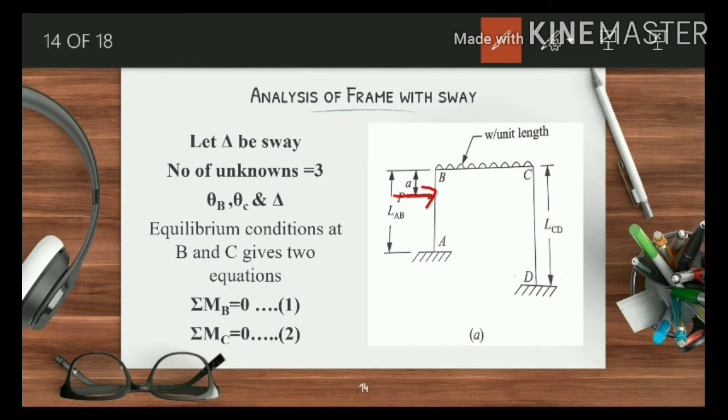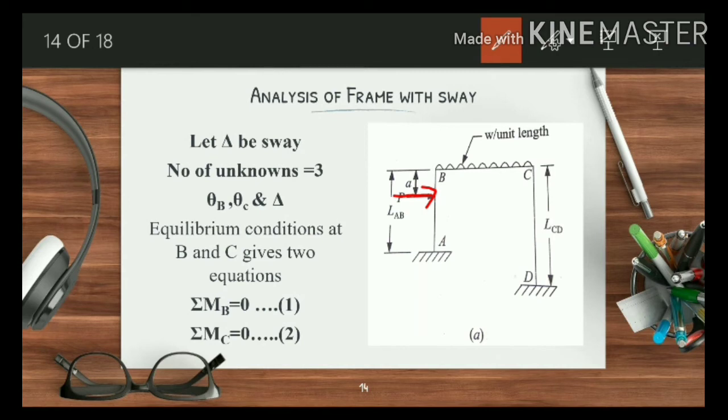Similarly, considering the length of column AB and the length of CD, their lengths will be different. So due to this difference in length of the columns, again there is a chance of sway. That is, 2 conditions are satisfied here: horizontal load acting on the column AB, and also different length of the columns AB and CD. So due to these 2 conditions, the given frame will be a sway frame.